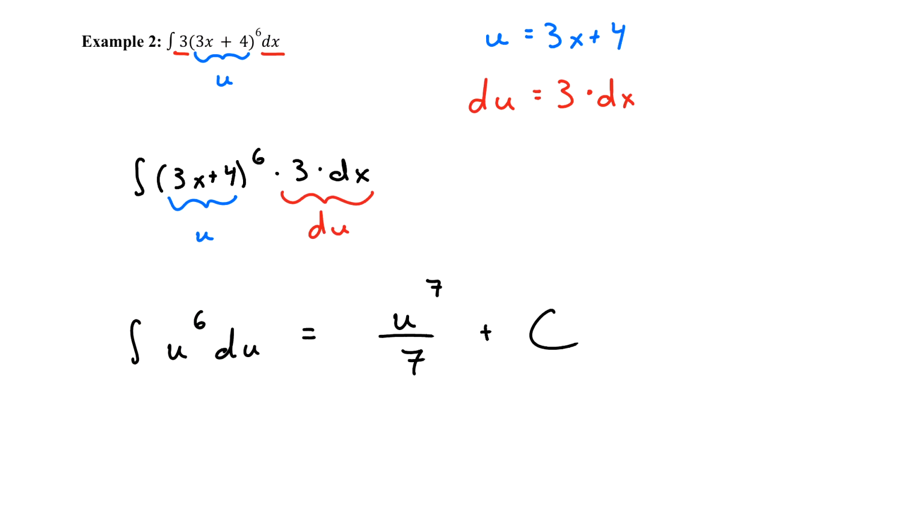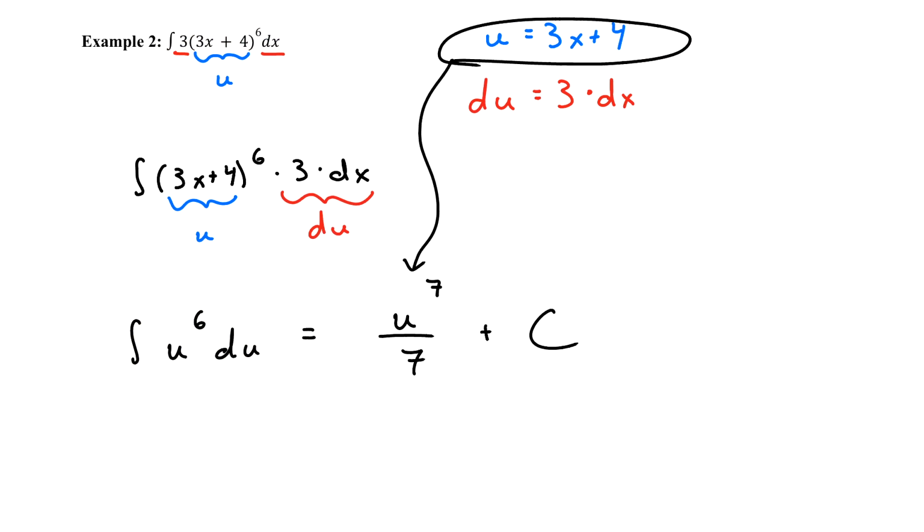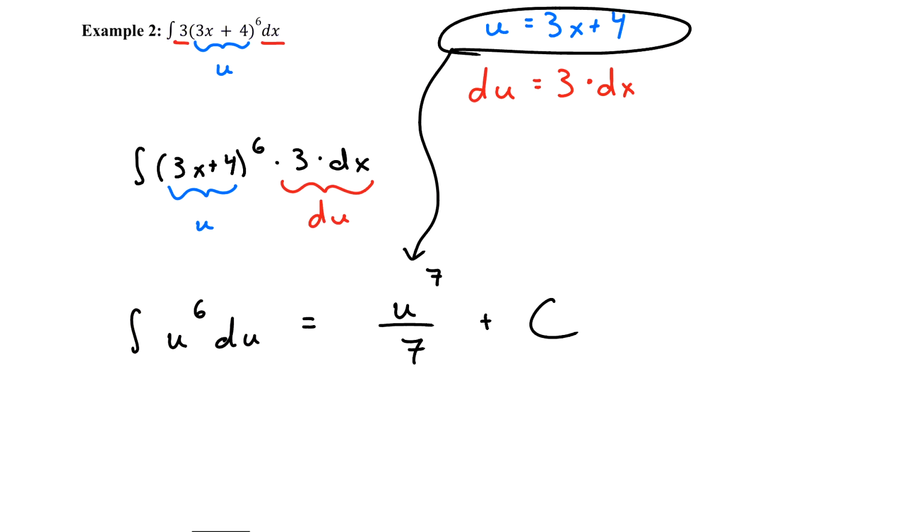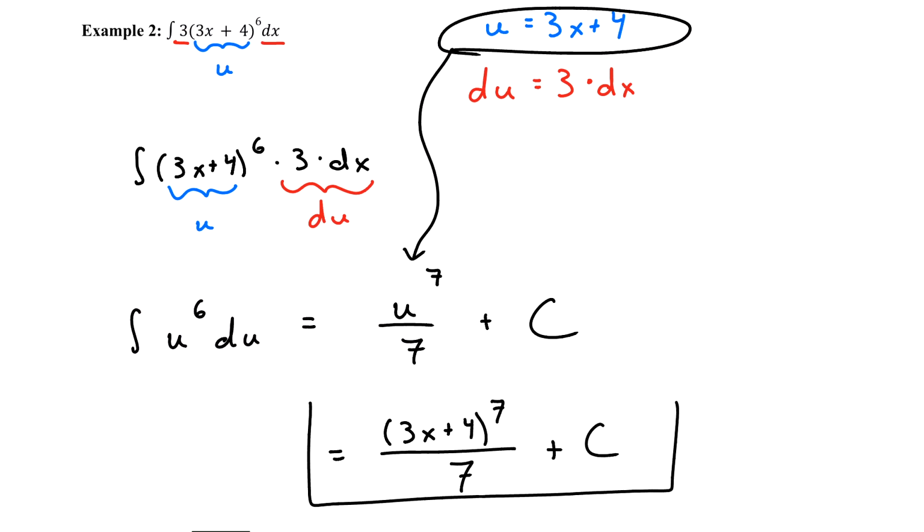And then in our last step, we'll take our 3x plus 4 and plug that back in for u. Because if I start with something in terms of x, I'd like to end with something in terms of x. So I'm going to have, in this problem, (3x plus 4) raised to the 7th power divided by 7 plus c. There is my indefinite integral. There is my general antiderivative.